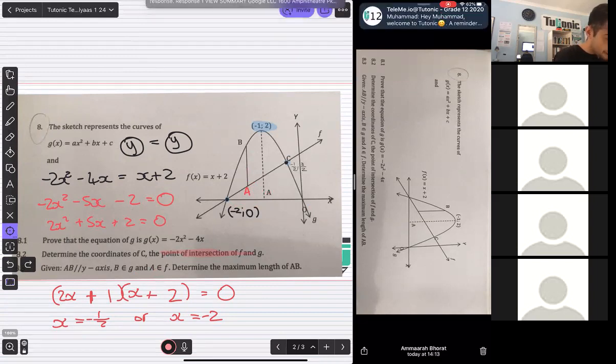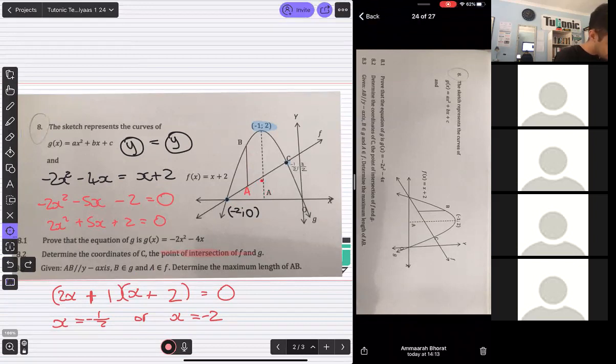Okay, so all they're saying here is that A is on the line and B is on the parabola. Okay, fine. Determine the maximum length. So what I want you guys to realize, and this is something that we spoke about last time, Rivka, I don't know if you remember, but basically, this is a vertical line, right? They're saying it's a vertical line. That's why they're telling you it's parallel to the y-axis.